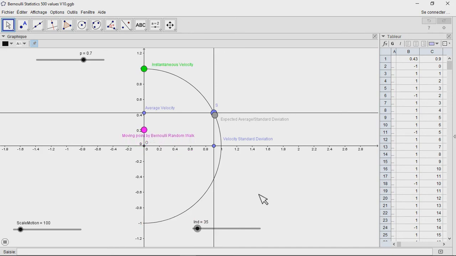Synchronously with the instantaneous motion of the purple point, the corresponding occurrences of the instantaneous velocities are seen flashing. There are more green occurrences and the displacement is positive with approximate velocity 0.4 and standard deviation 0.9.